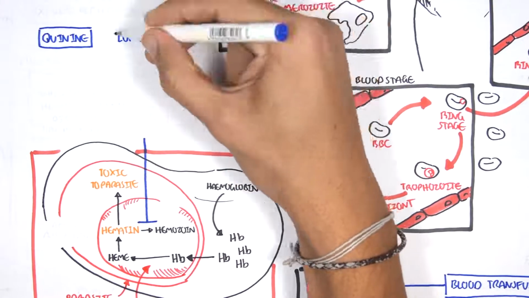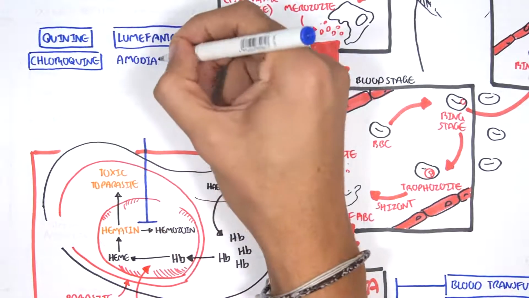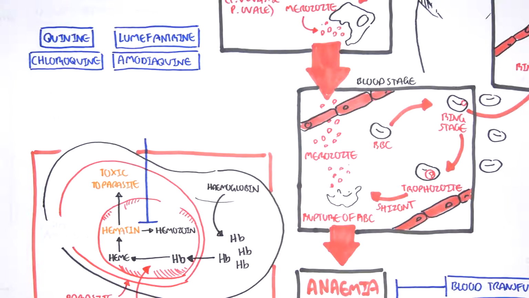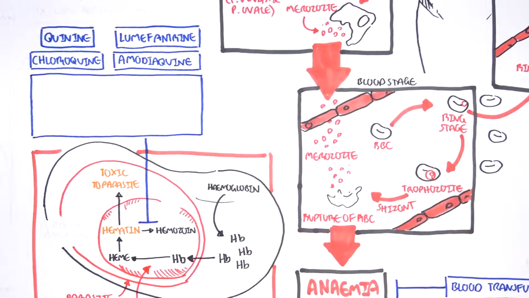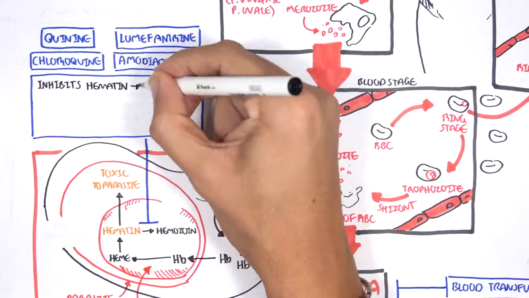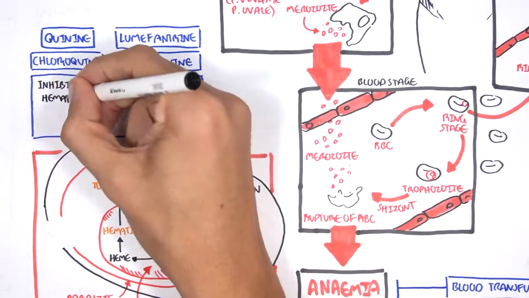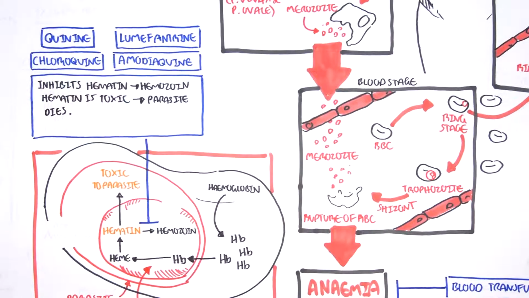So these quinolones I'm talking about are quinines, lumefantrine, chloroquine, and amodiaquine. Now I hope I pronounced these right. These quinolones essentially inhibit hematin from becoming hemozoin. Thus, if hematin is not converted, it will be very toxic, because hematin is toxic to the parasite and the parasite dies.